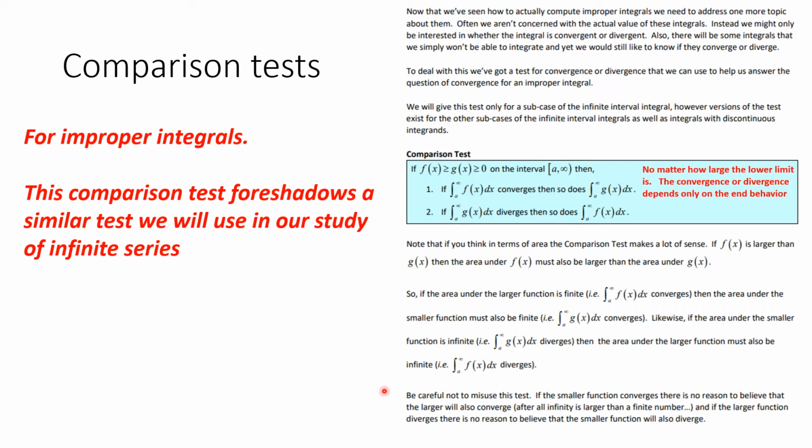Now, it will really probably surprise you, but I will tell you from my experience, students often misunderstand and misuse this test. If the smaller function converges, there's no reason to believe that the larger will also converge. After all, infinity is larger than a finite number. And if the larger function diverges, there's no reason to believe that the smaller function will also diverge. You might think, how could anybody do that? I see it all the time in the heat of an assessment. So be careful to keep this well in mind.